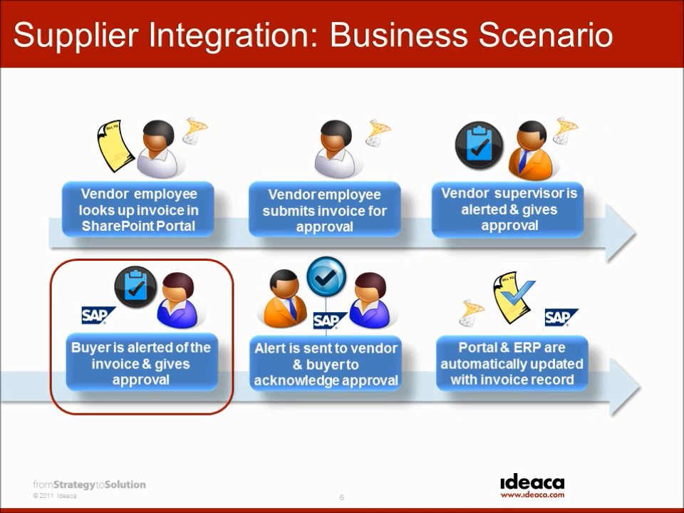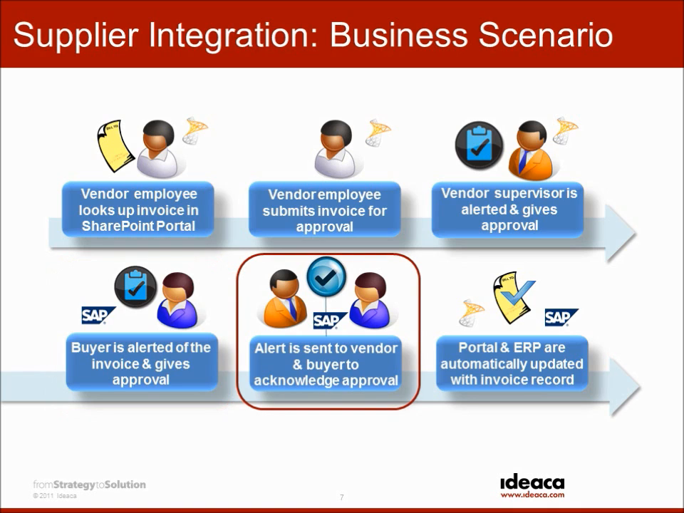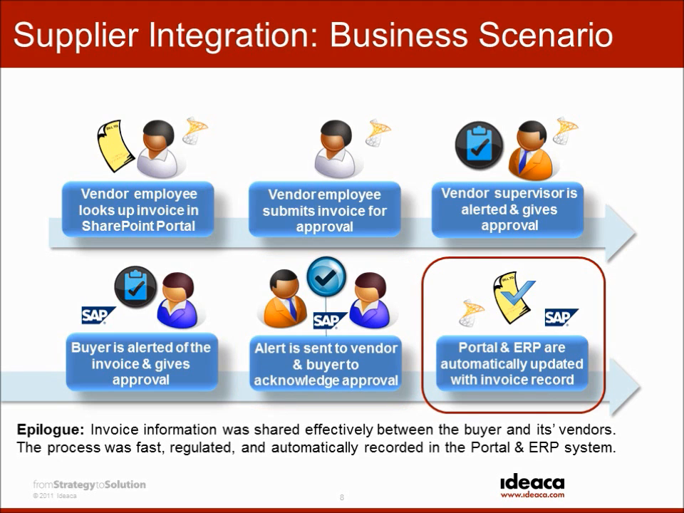The buyer is alerted to the fact that there is a changed invoice waiting for verification and approval. They proceed to select the invoice associated with the workflow and complete the workflow approval in SAP. The result of the approval request is now routed to both parties to indicate successful acknowledgement of the exchange. The net result of this scenario is that invoice information was shared effectively between the buyer and its vendors. The process was fast, regulated, and automatically recorded in the portal and ERP system.